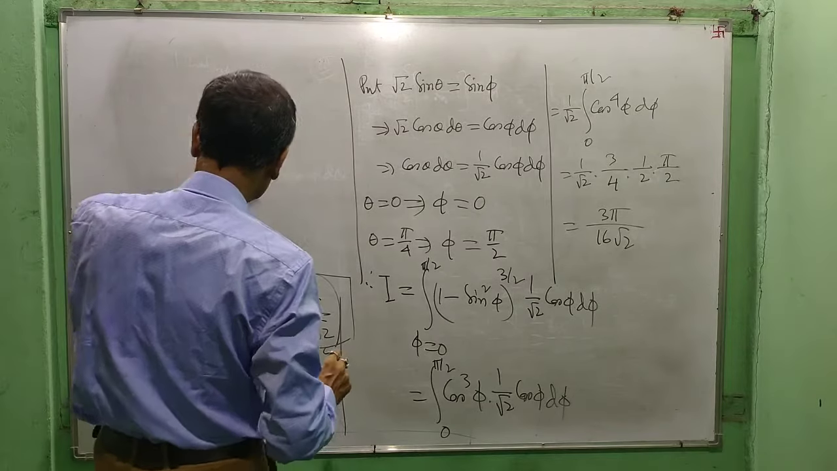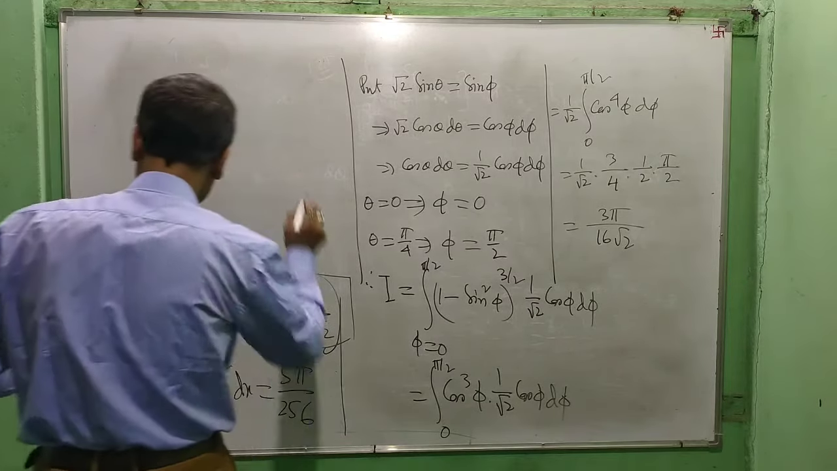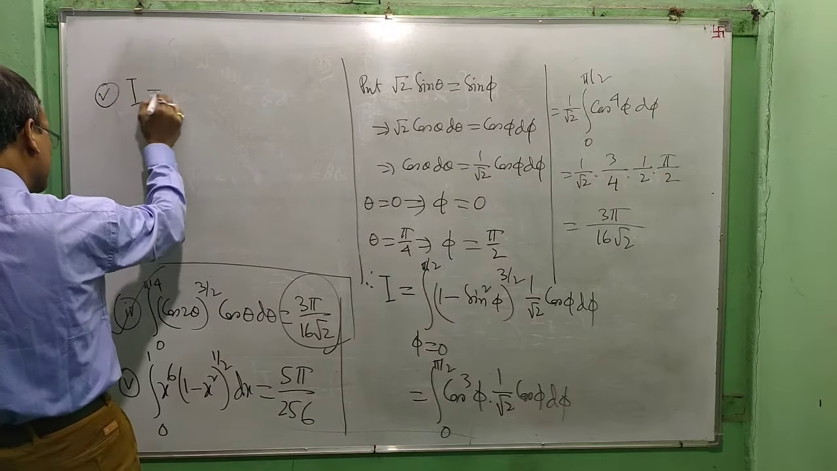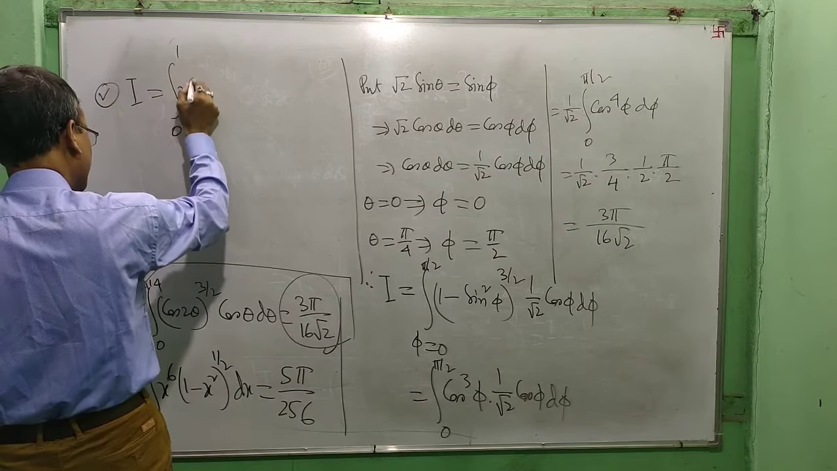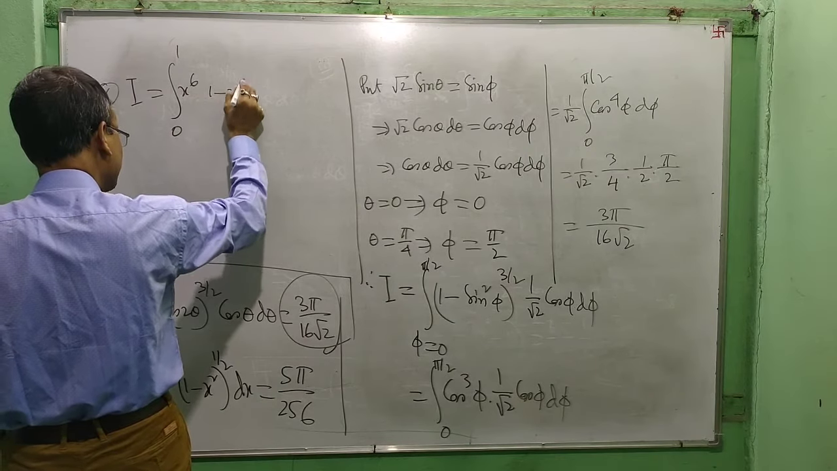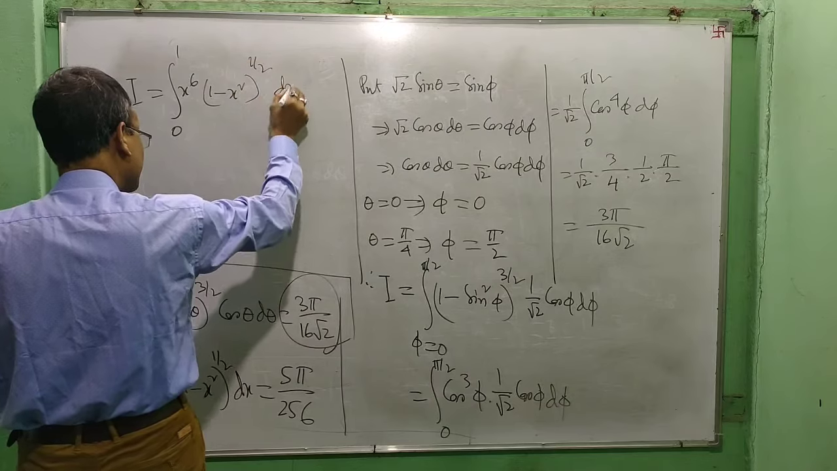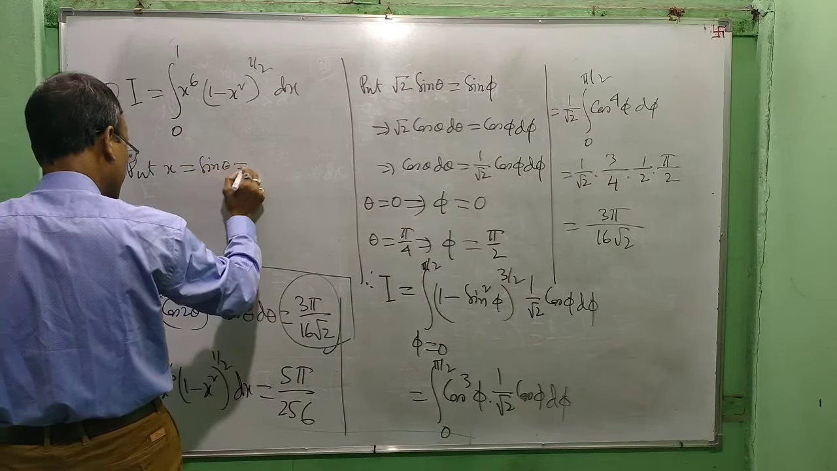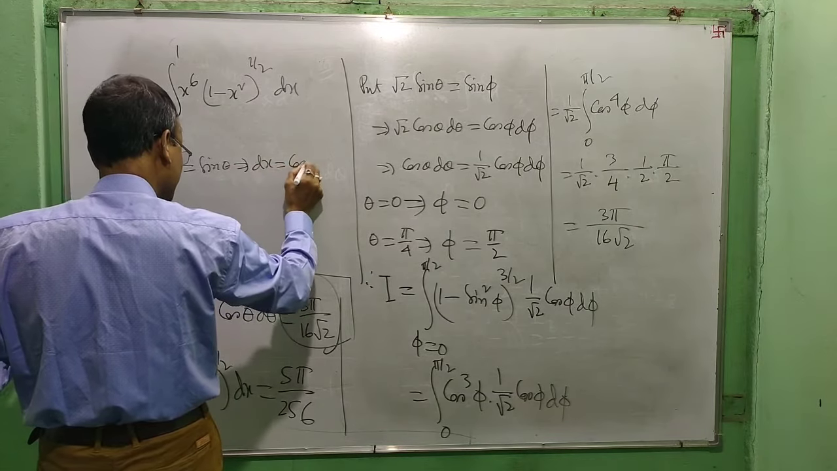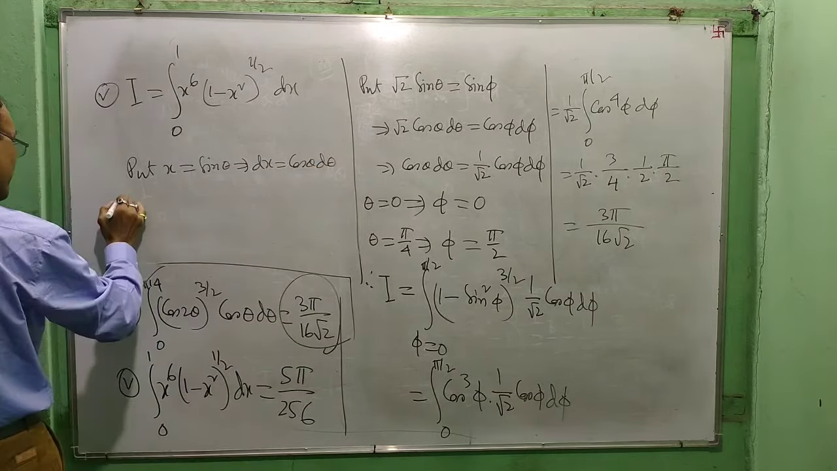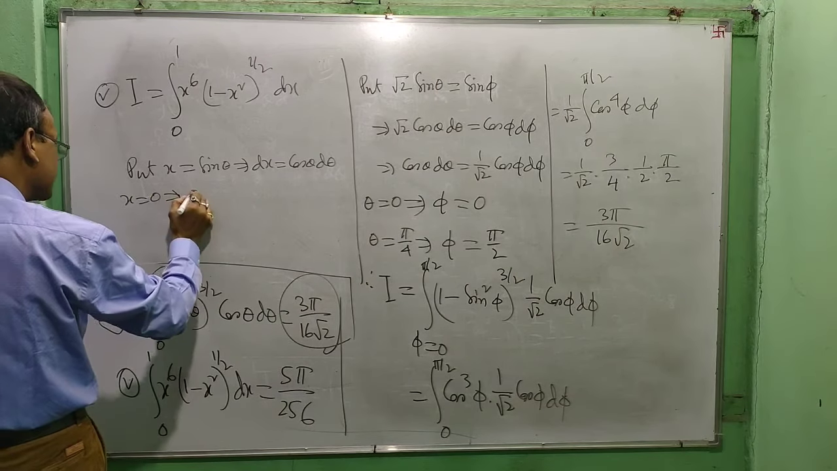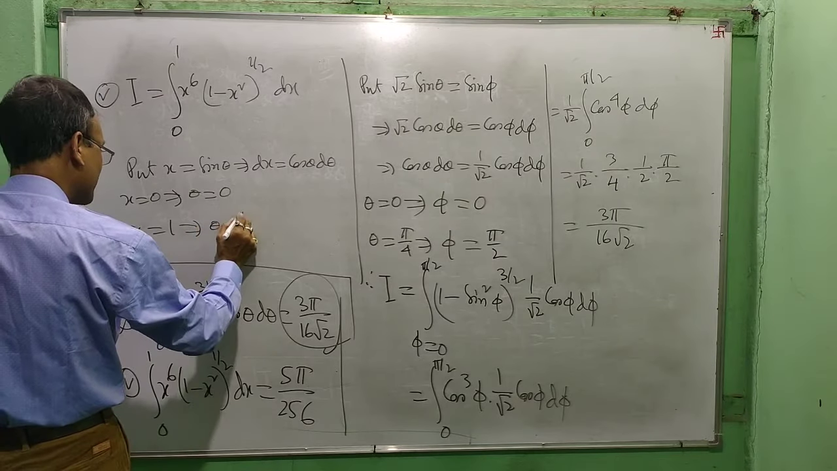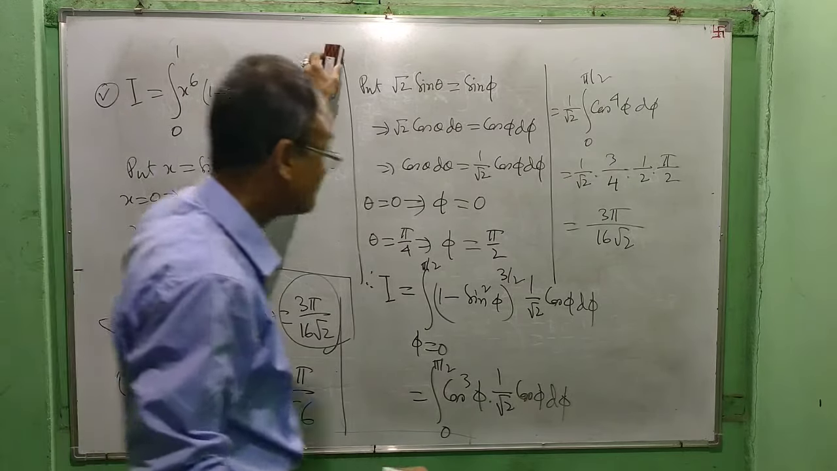Now, today's last problem, number 5. I equal to integration 0 to 1 of x to the power 6, 1 minus x square whole to the power half dx. Put x equal to sin theta. This means dx equal to cos theta d theta. X equal to 0 implies theta is equal to 0, and x is equal to 1 implies theta is equal to pi by 2.